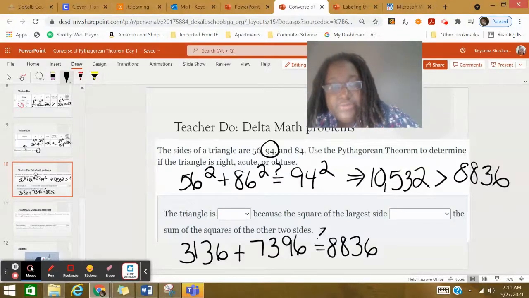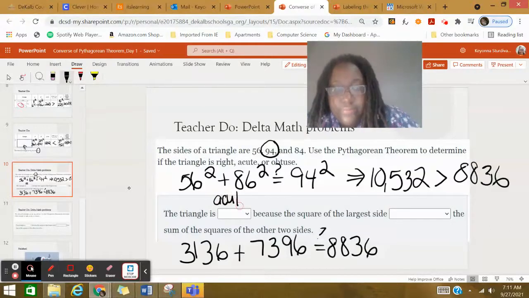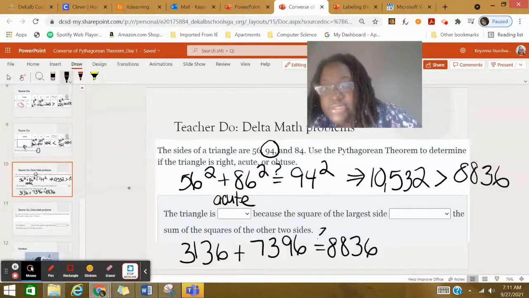So here, guys, when you click the little drop down for Delta Math, it's going to ask you whether it's acute or obtuse or right. Here you're going to put acute. This triangle's acute, and then it says because the square of the largest side, the sum of the squares of the other two sides. So the largest side was supposed to be c. Here you're going to write less than, greater than, or equal to. And in this case, it's less than.